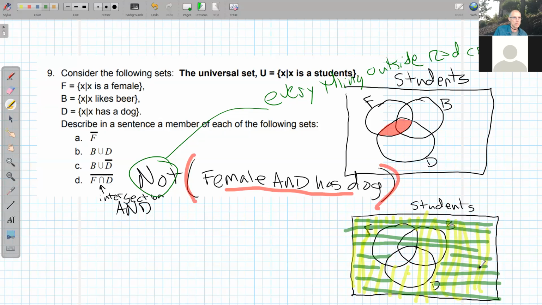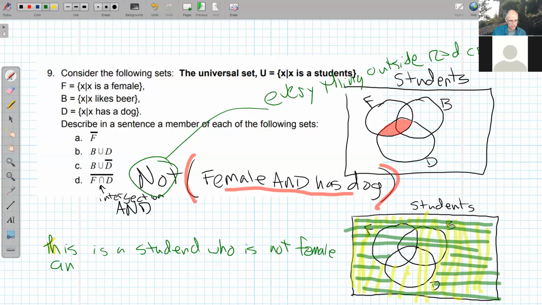And I guess I need to write down what Jimmy wrote so you can all see it, if you're not looking at the chat, and I don't think the chat's in the video for Renee. So we could say this is a student who is not female and does not have a dog.